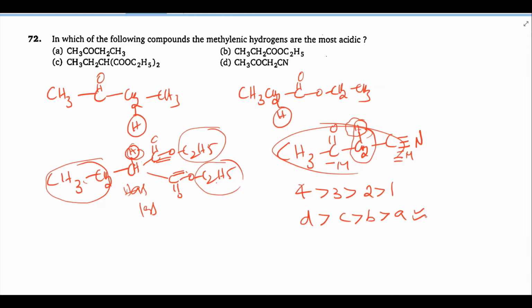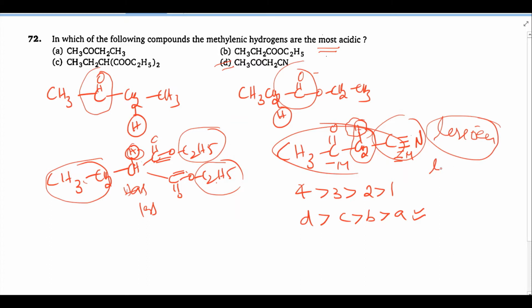This is the correct order for the acidic strength. Because compared with the ketone, ester is a more withdrawing group. But here cyanide is a more withdrawing group. Understood? So please observe this example. Here the methylenic hydrogens are most acidic. The option is the fourth option. The reason is that fewer electron releasing groups are there. Less number of ERG groups are there, and there are 2 electron withdrawing groups. This active methylene group is more acidic. Understood? So this is question number 72.